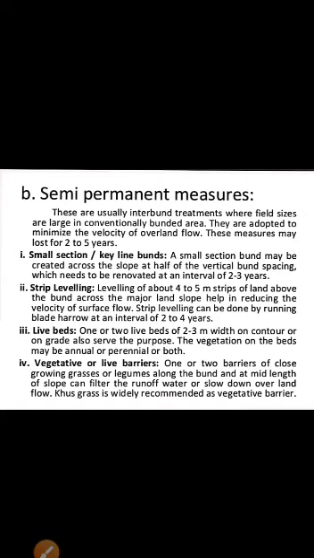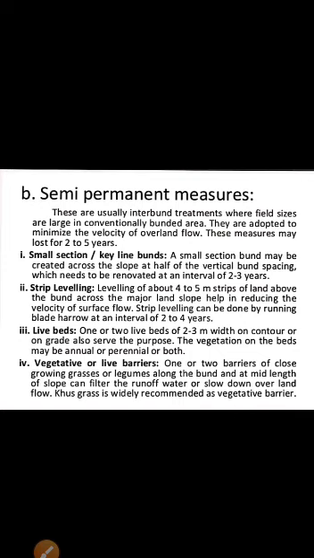Now the second thing which we have to keep in mind is strip leveling. What is it? It is leveling of about 4 to 5 meter strips of land above the bund across the major land slope, which helps in reducing the velocity of surface flow. Why are we leveling it? Because it helps in reducing the velocity of surface flow, right? And strip leveling can be done by running a blade harrow at an interval of 2 to 4 years. So these are the things we always keep in mind, right?